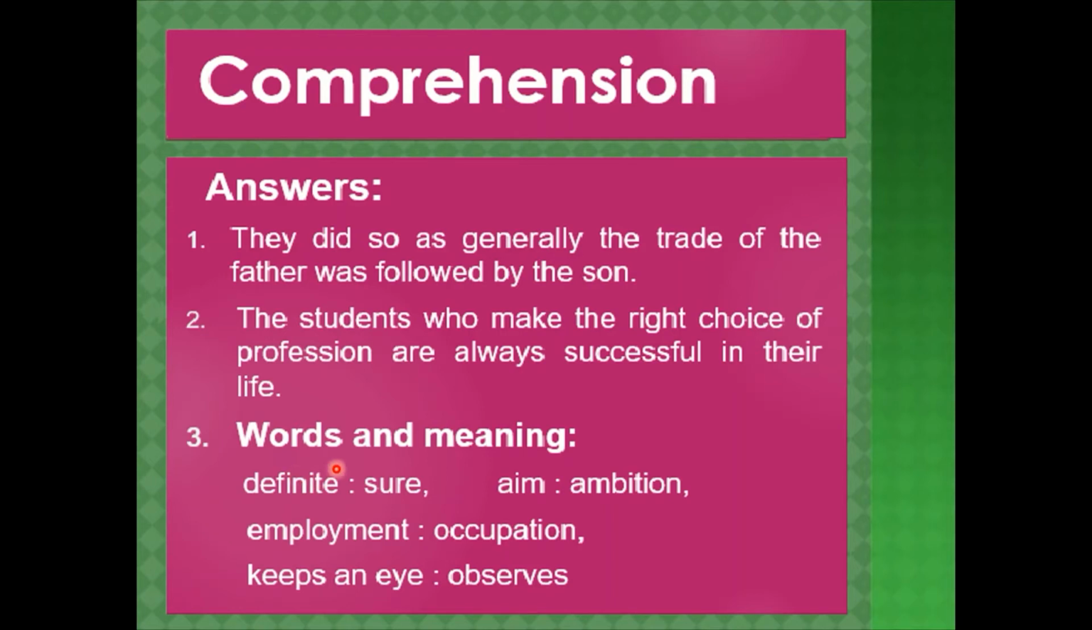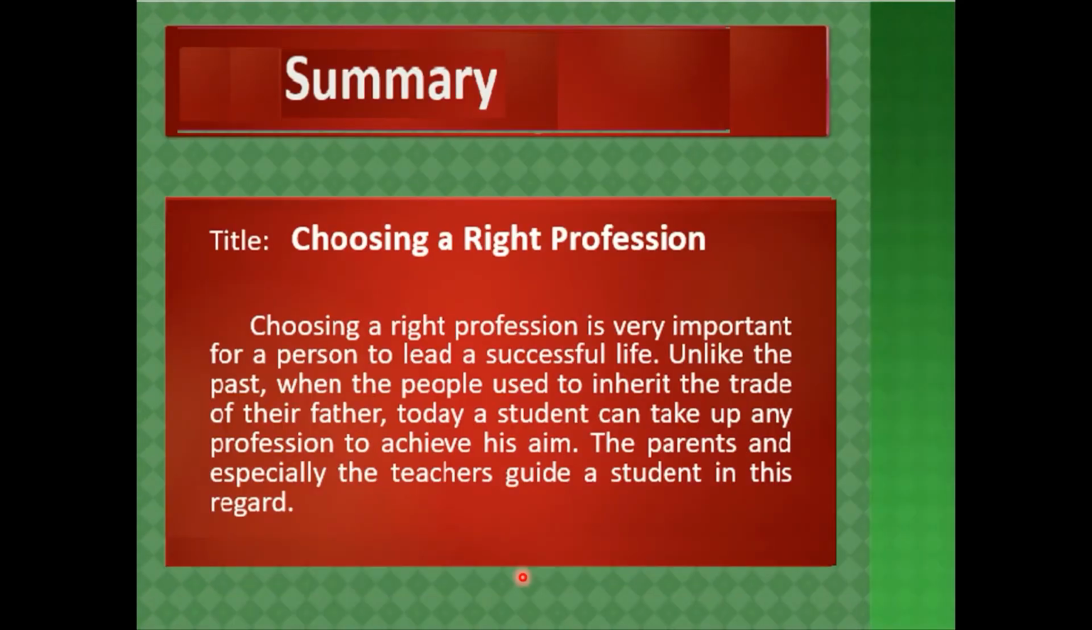Then we'll see the word meanings. Definite, sure; aim, ambition; employment means occupation; keeps an eye, observes. Now let's do its summary. Now as we have guessed it while we were reading the passage, the title of this passage is Choosing a Right Profession. Now how we'll be doing its summary like this.